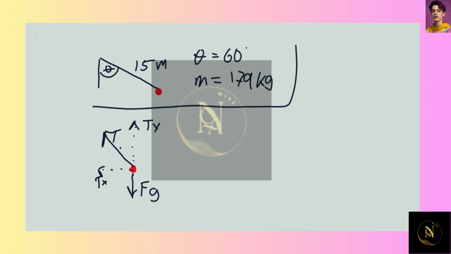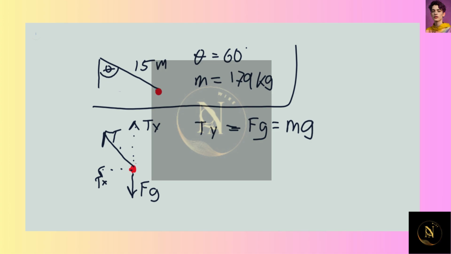Now, using this information, we can solve for our tension. So as we can see in the free body diagram, the vertical component of tension is what must balance out the force of gravity. So Ty equals mg.